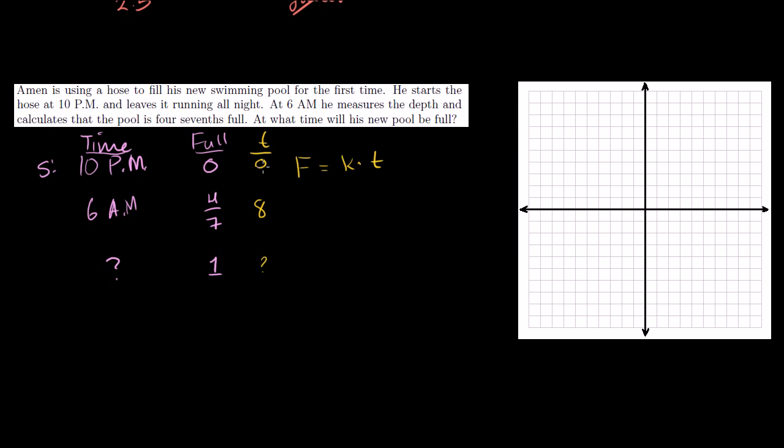So when time is 0 at 10 p.m., 0 times k, we have 0 fullness. We are not full at all. And then when time is equal to 8, we have k times 8. K is the rate at which we're filling the pool. K times 8, we're at 4/7 fullness. So now we can actually figure out what k is. We can figure out what our proportionality constant is for our direct variation model.